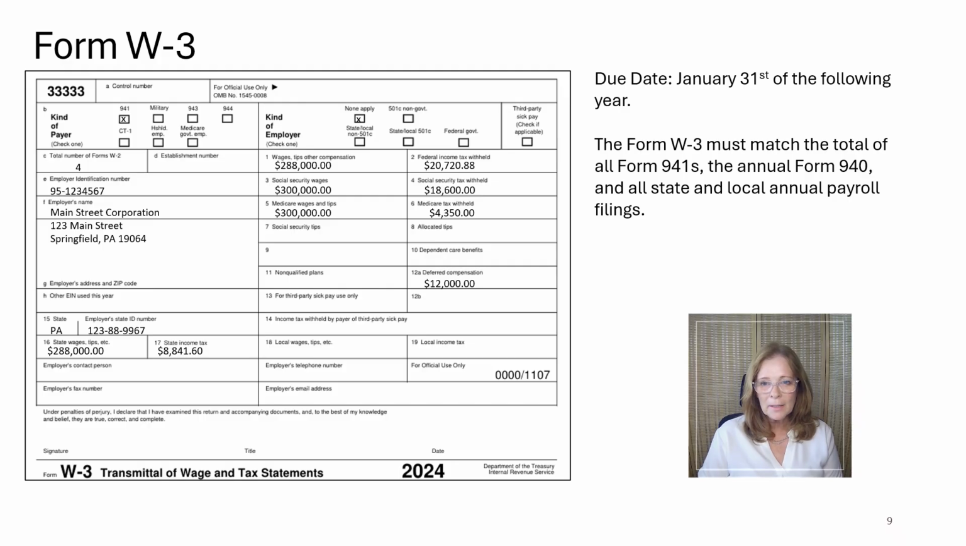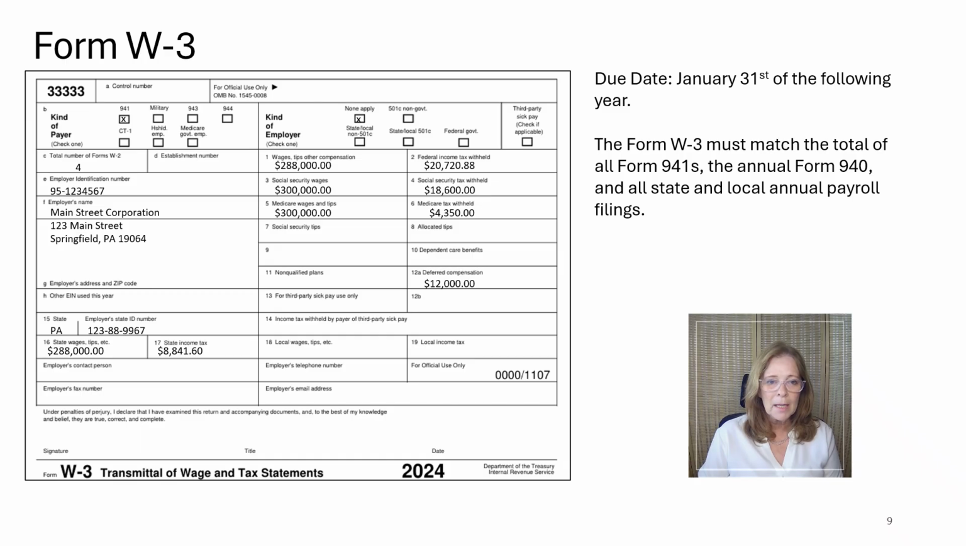Once all amounts have been checked and you feel confident that everything is as it should be, the business prepares the Form W-3, which is the transmittal form for the submission of Copy A to the Social Security Administration. It contains the grand total for all W-2s issued by an employer. The Form W-3 and all accompanying W-2s must be mailed or electronically transmitted by January 31st of the following year. The total annual wages reported on the W-3 must match the annual wages reported on Forms 941 and 940.